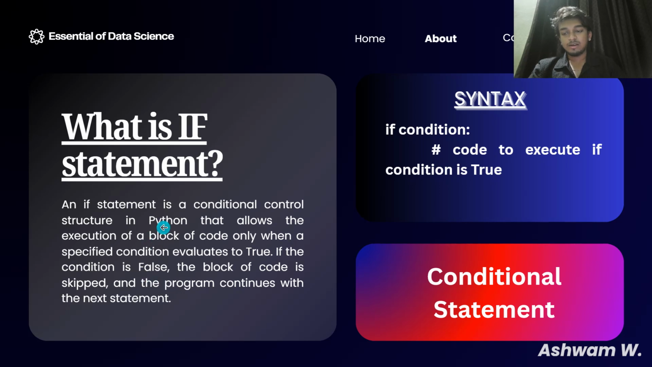So basically, at its core, an if statement is a control structure. It tells the program only run this specific block of code if a certain condition is true. If that condition is false, the program simply skips that block and moves on to the next task.